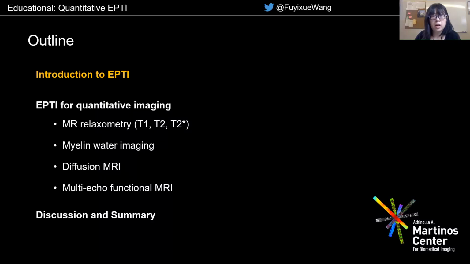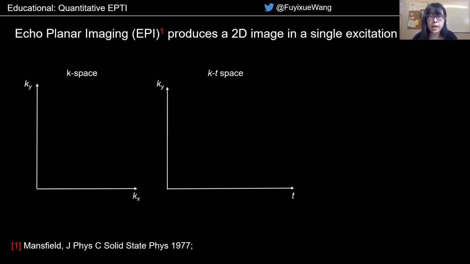In this talk, I'll first introduce what is EPTI, how it works, and why should we use it, and then I'll talk about EPTI's further development and applications for quantitative imaging, including in MR relaxometry, myelin water imaging, diffusion MRI, and multi-echo functional MRI, which will be followed by discussion and summary. EPTI was developed to address the limitations of EPI, such as distortion and blurring. So let's first see why EPI has those limitations and the ways to address them.